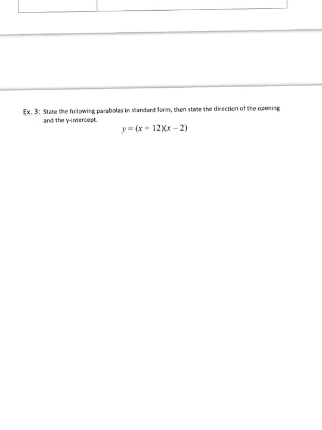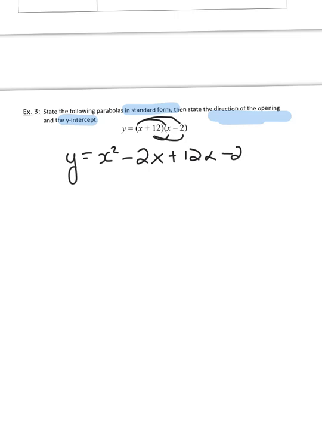Okay? So my last example I want to do with you is down here. This one is a little bit different. We're already starting in factored form, and this question is asking for us to go into standard form. We also want direction of opening, so we'll talk about that a value again, and then the y-intercept. To get into standard form, remember factoring is the opposite of expanding. So we're in factored form now, so we're going to expand. I'm going to go x times x to get x squared, and then x times negative 2, and then 12 times x, and then 12 times negative 2.